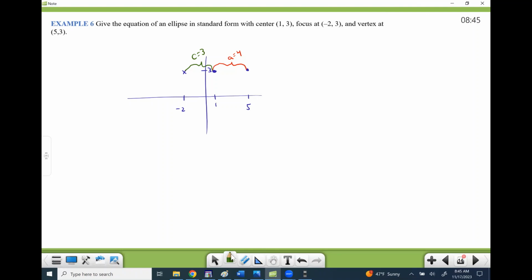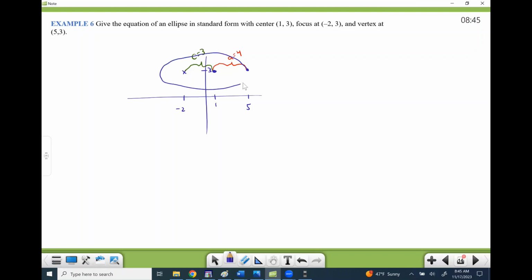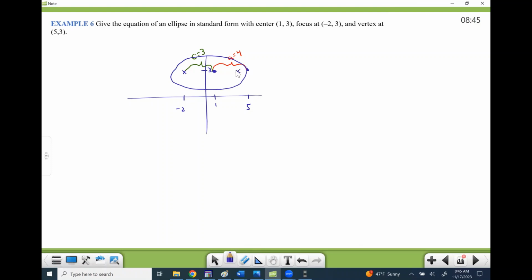Let me just go ahead and draw what the ellipse would look like loosely. Okay. So the ellipse would look something like this. Boy, I didn't do a good job there. There we go. They didn't give us the other focus, right? And the other vertex, but that's what our ellipse would look like. Okay. All right, so let's roll with what we have and see if we can figure it out.